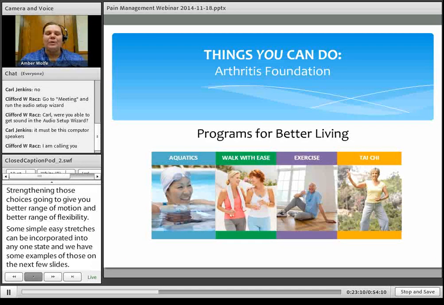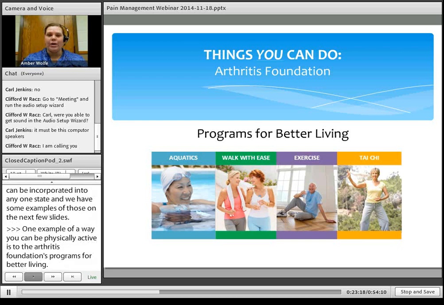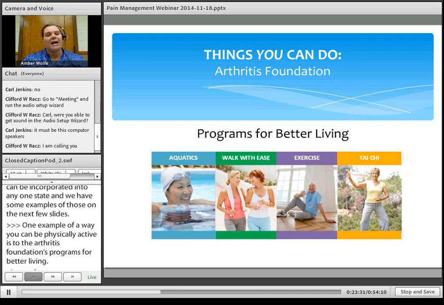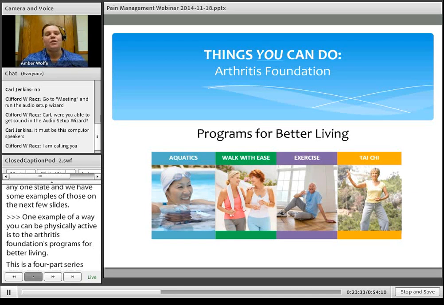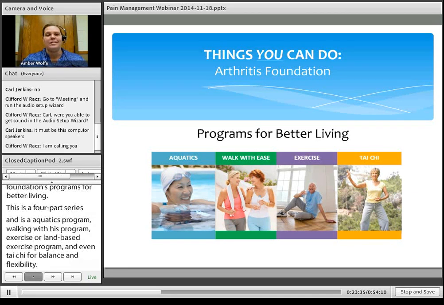So one example of a way that you can be physically active is through the Arthritis Foundation's Programs for Better Living. This is a 4-part series that includes an aquatics program, a Walking with Ease program, an exercise or land-based exercise program, and even Tai Chi for balance and flexibility. Now, we're not suggesting that everyone go out and join any or all of these, but just simply knowing that these are the types of things that we would suggest for you if you are going to try to incorporate more exercise into your routine.